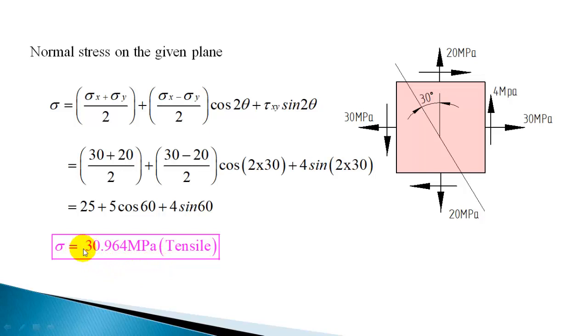Since you are getting positive, that means the normal stress is tensile. On this plane, you are getting a normal tensile stress of magnitude 30.964 megapascal.